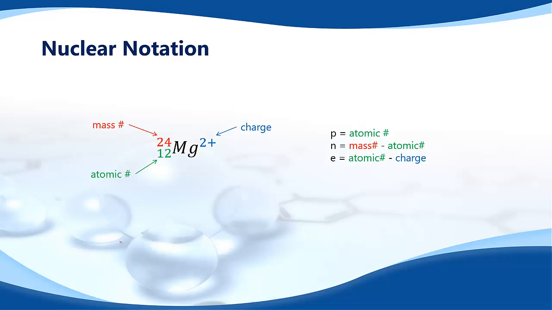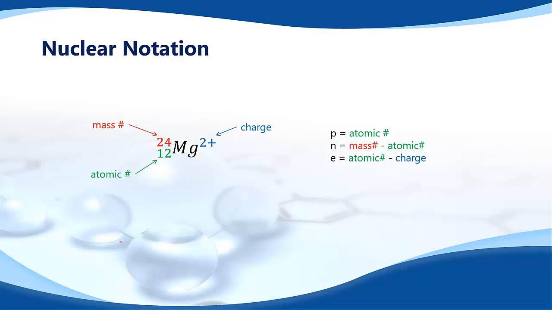I don't have to give you that number. If I say magnesium, you can just look up on the periodic table that magnesium has an atomic number of 12. So I can give it to you, although I don't have to. Above that is the mass number, the number of protons plus neutrons. And in the upper right-hand corner, you have the charge. The charge is just the difference between the number of protons and electrons.